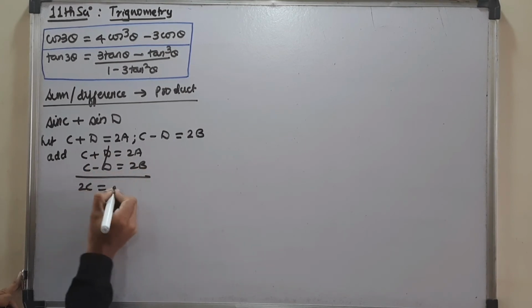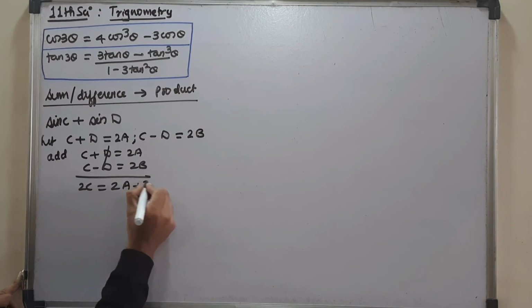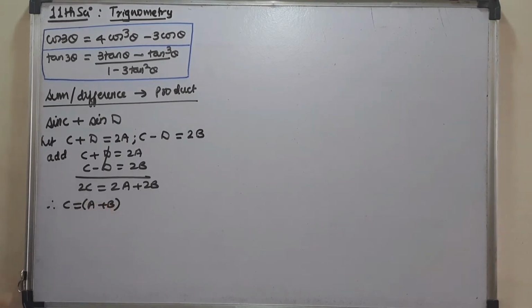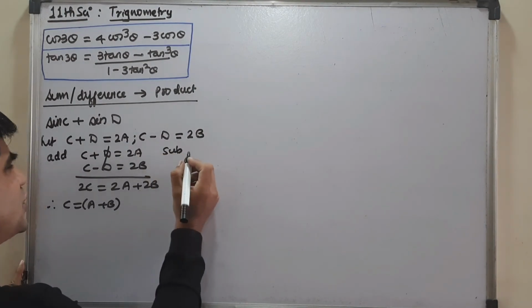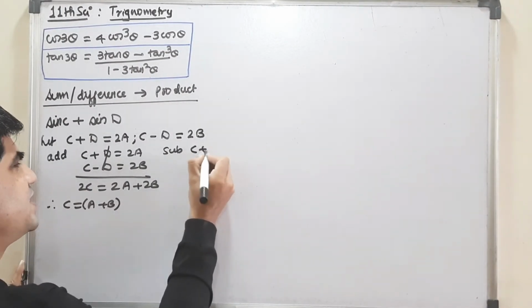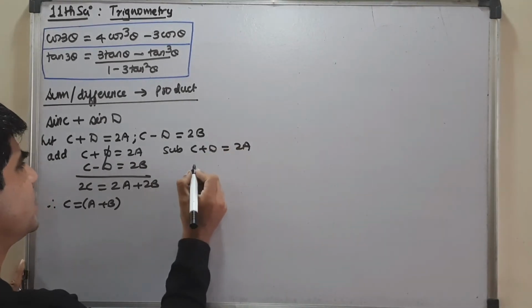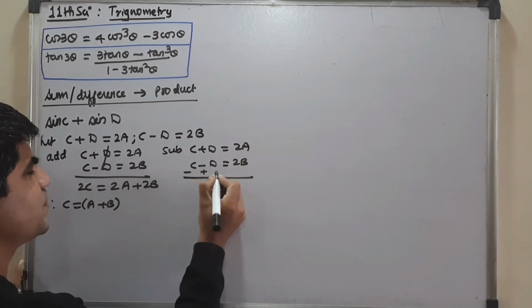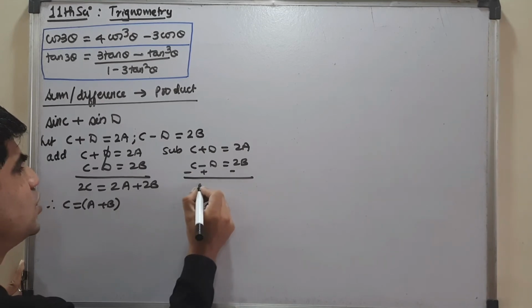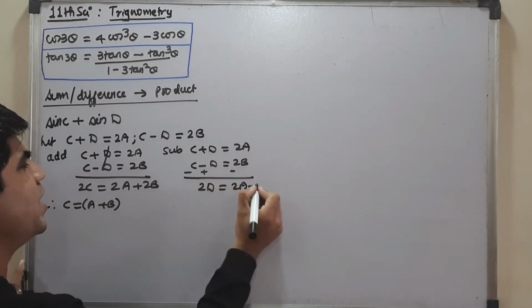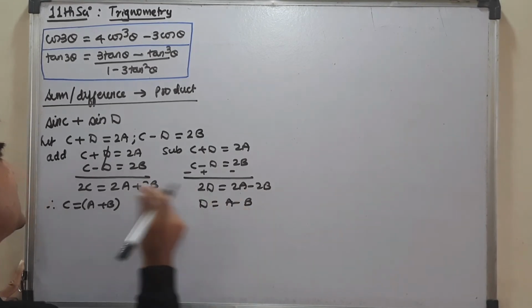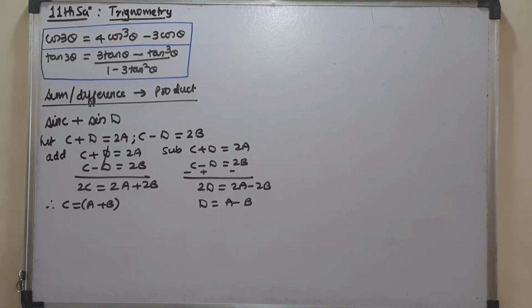So I get here 2c is equal to 2a plus 2b, indicating c is equal to a plus b, right? And subtracting also here only, saving space. So it will be c plus d is equal to 2a and c minus d is equal to 2b. When you subtract, you get here 2d is equal to 2a minus 2b. That is, d becomes a minus b. Okay, very good.